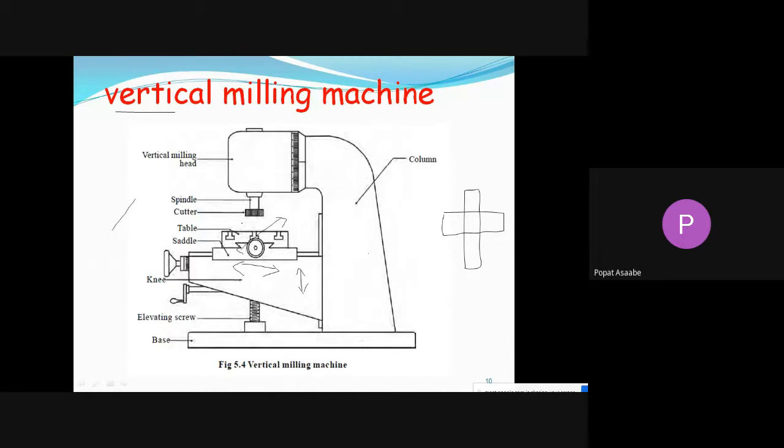Similarly, on the table there is a vice, and inside the vice we can hold the workpiece. We feed the workpiece, and with the help of the rotary motion of the cutter it removes the metal from the workpiece. In this manner the vertical milling machine works.